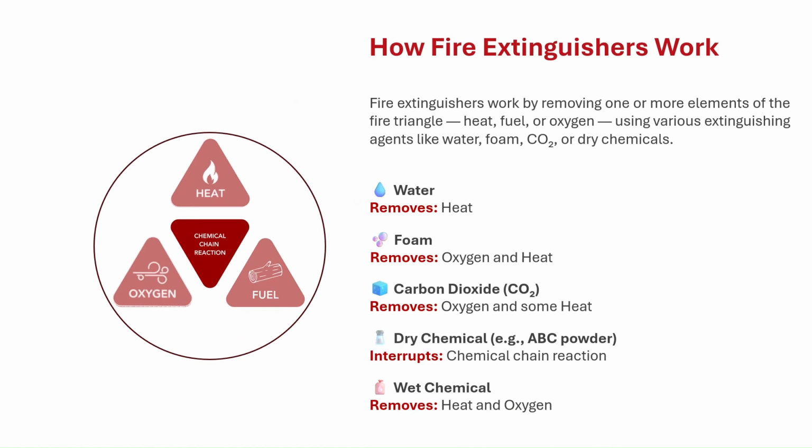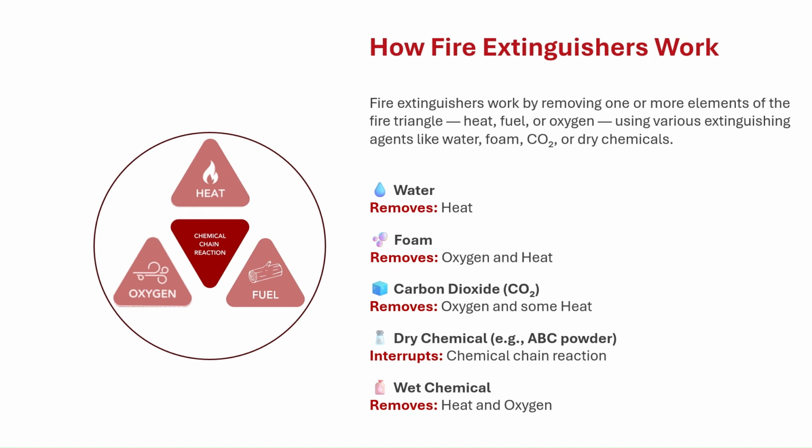Now that we understand the fire triangle, let's see how fire extinguishers work to put fires out. As this slide shows, extinguishers work by removing one or more of these essential elements. Fire extinguishers contain different agents designed to target specific parts of the fire triangle. Let's look at some common examples.